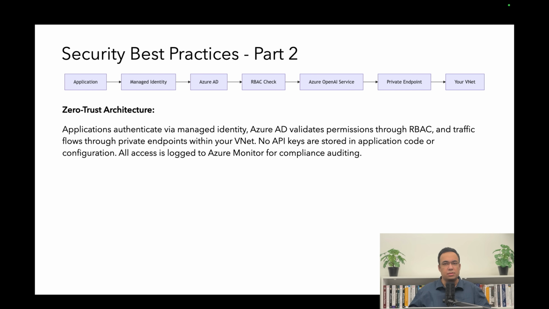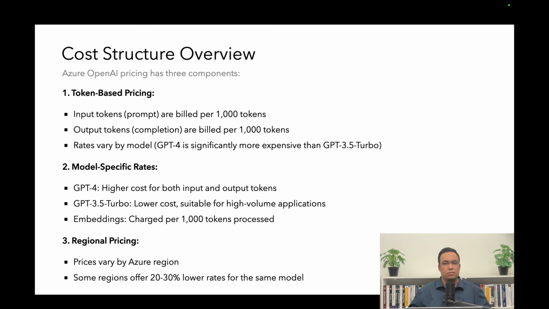For production systems, especially in enterprises with security requirements, this is the architecture you should be implementing rather than using API keys. Now let's talk about cost, which is pretty critical for production Azure OpenAI deployments because cost can scale quickly if not managed properly.